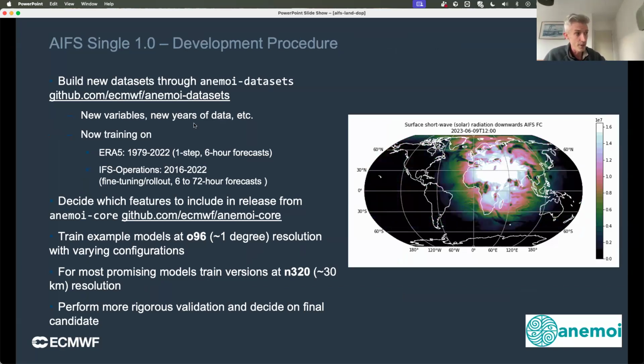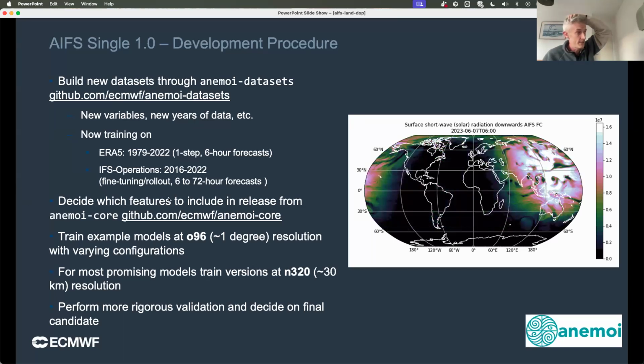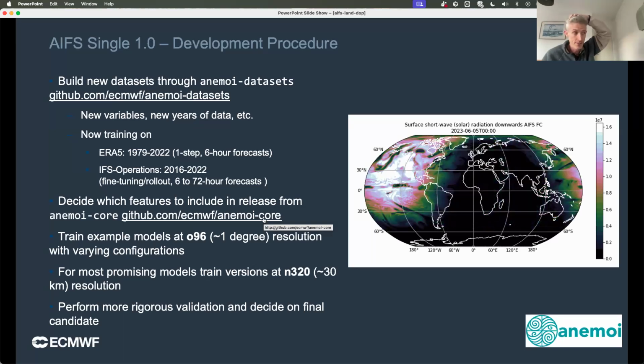But just to give you a very brief context for how the development procedure of this looks like. We're training all of these now in an open source project called Anemoi. So anyone can go and grab the code base here. It's under github.com/ECMWF/anemoi-core. And lots of people are now training models using this code base, and like I say, it's completely open source. None of it's proprietary or behind a wall or anything.